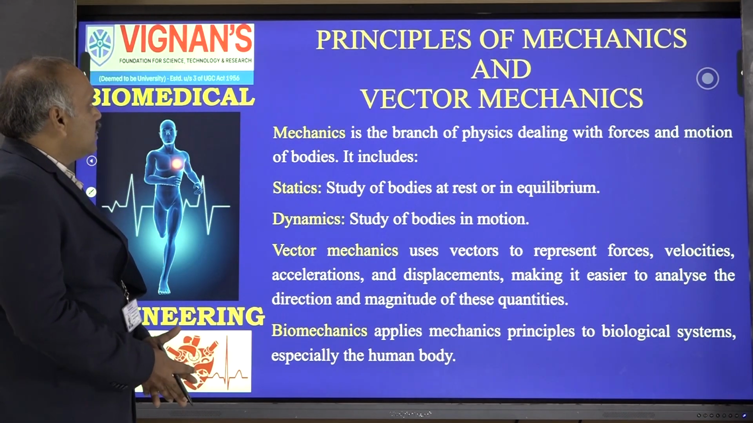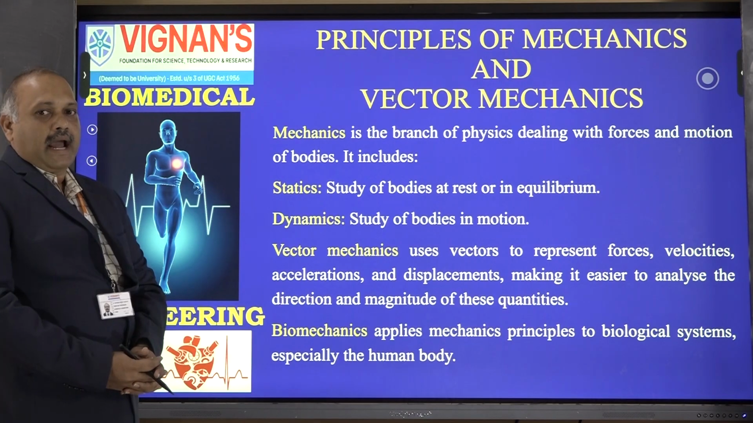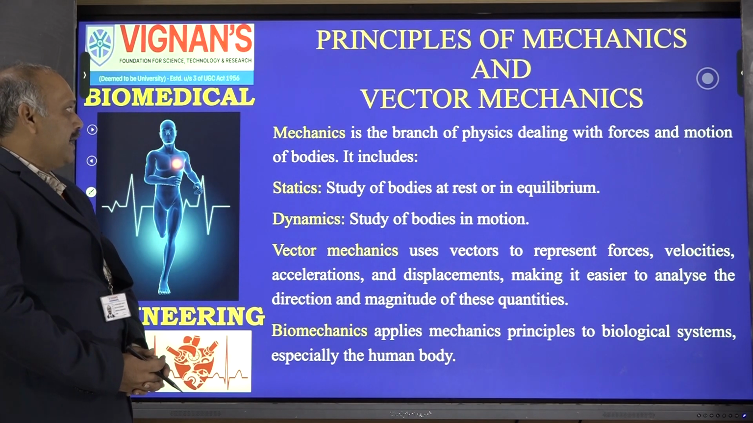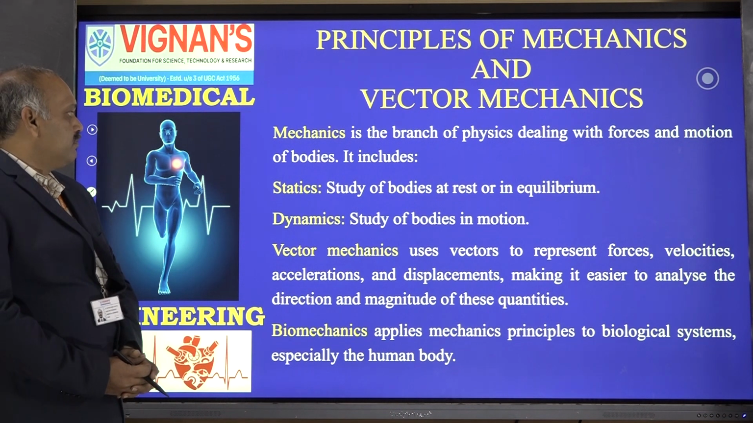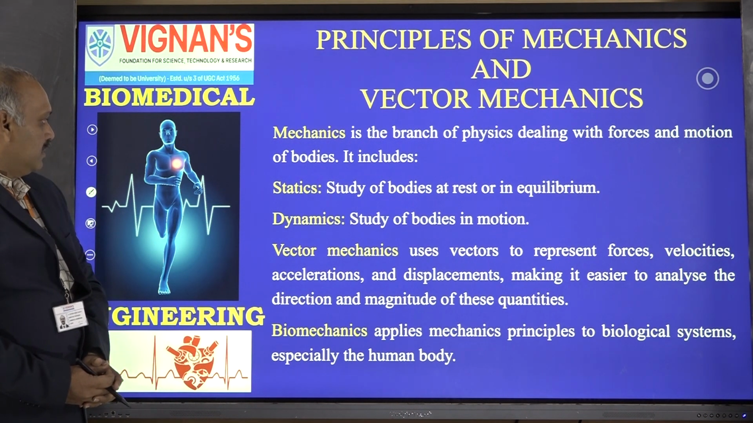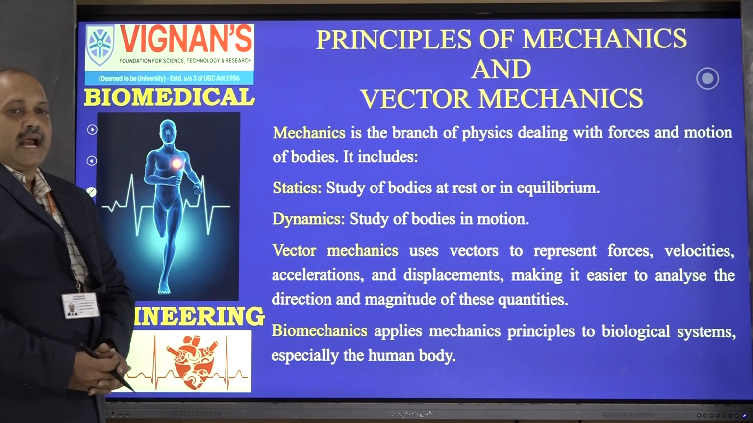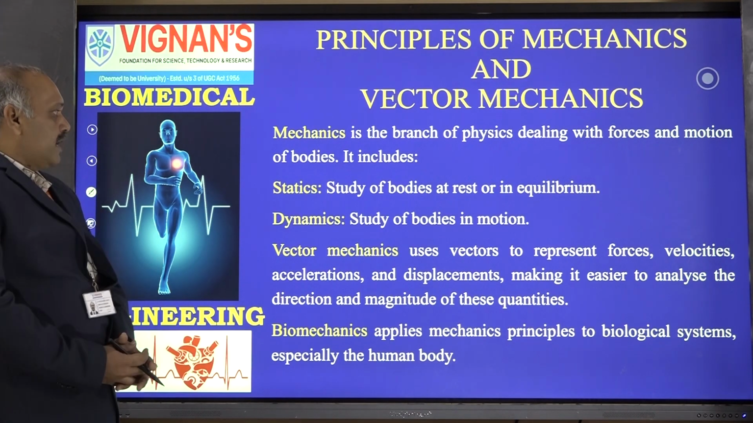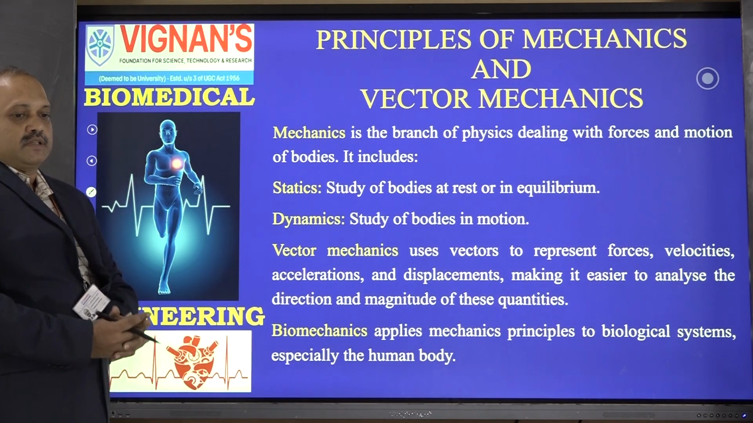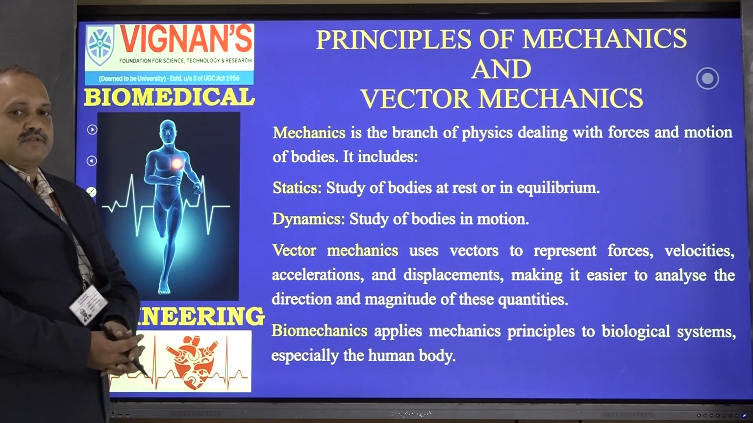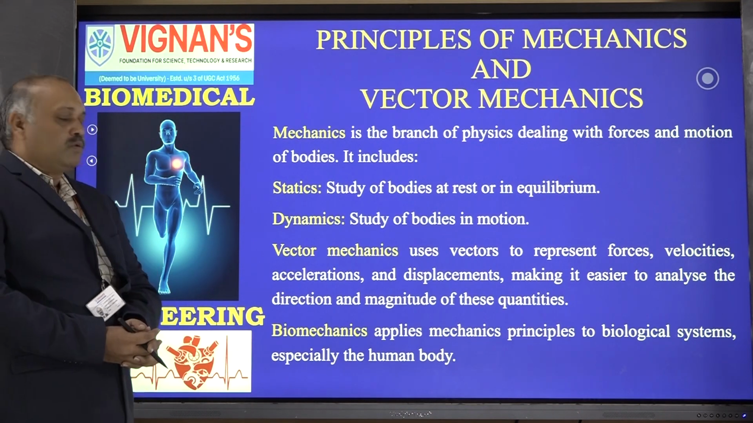The first one is talking about the principles of mechanics and vector mechanics. So what is meant by mechanics? Mechanics is a branch of physics dealing with the forces and motion of bodies, which includes subparts. The first one is statics: the study of a body at rest, in equilibrium. Even though it is at rest, some forces are acting on that body, and that kind of forces we are going to speak about. And dynamics is where we study the bodies which are in motion.